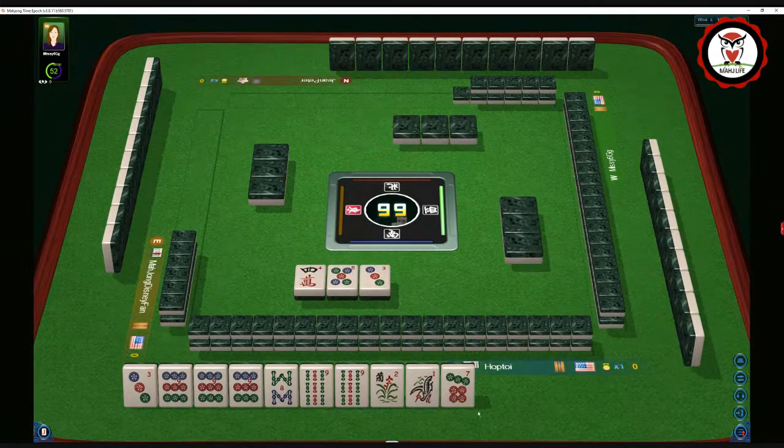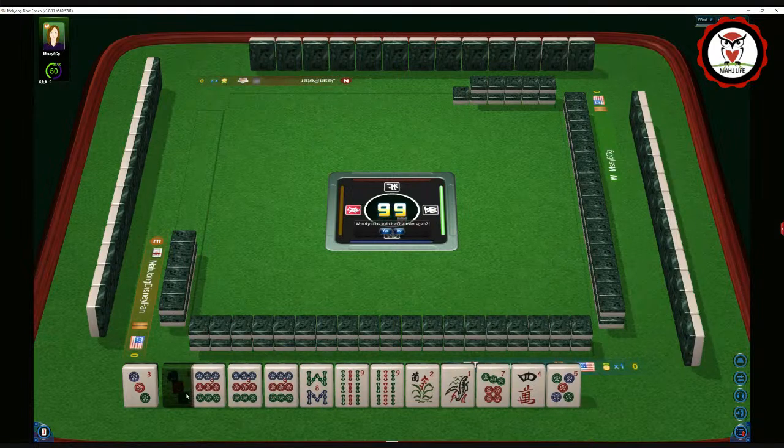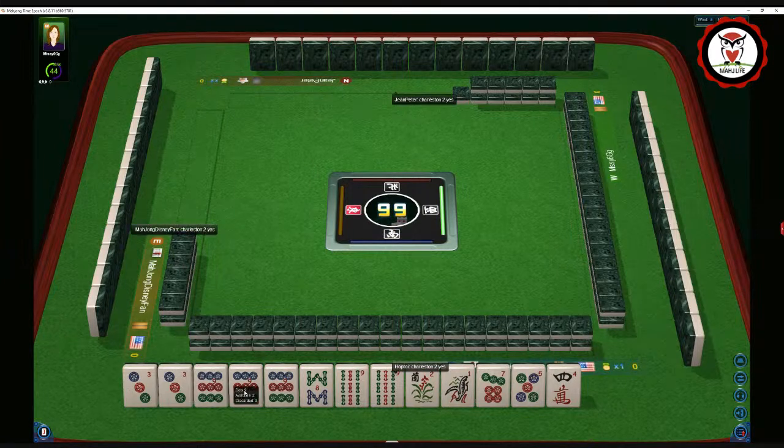Here's another 3 consecutive tiles, 3, 4, 5. Okay, so we definitely want to keep going. We have 3, 9, and a 9. 3, 6, 9. Let's see if we're going to keep going here. We have tiles we can pass.